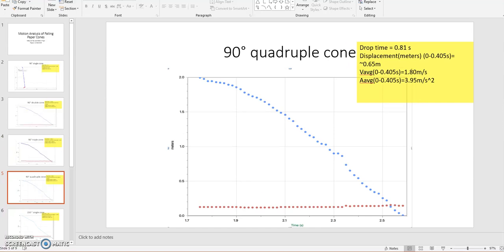The 90-degree quadruple cone has the fastest drop time of 0.81 seconds, a displacement of 0.65 meters at half drop time, average velocity 1.8 meters per second, average acceleration of 3.95 meters per second squared.